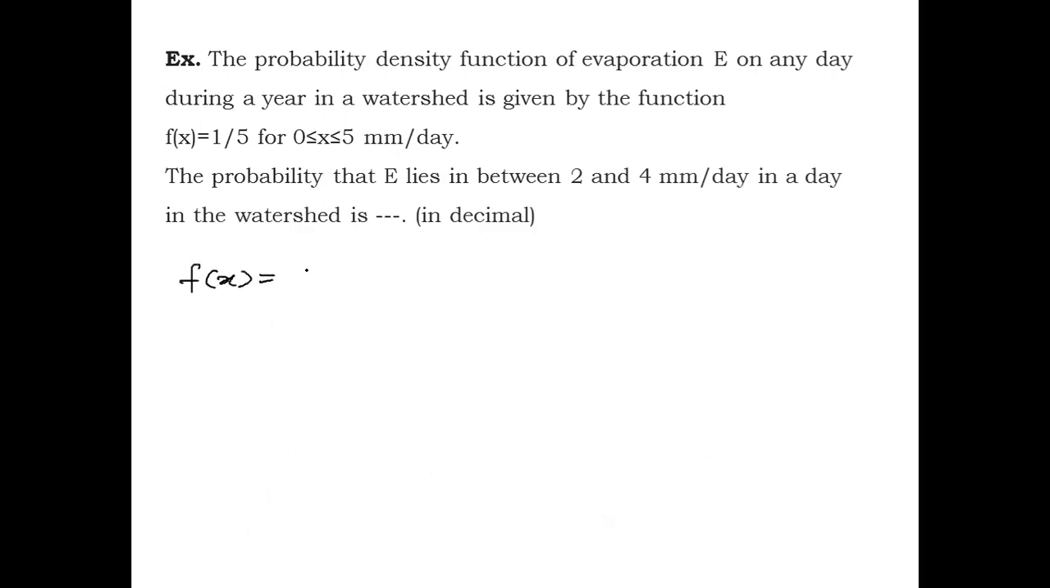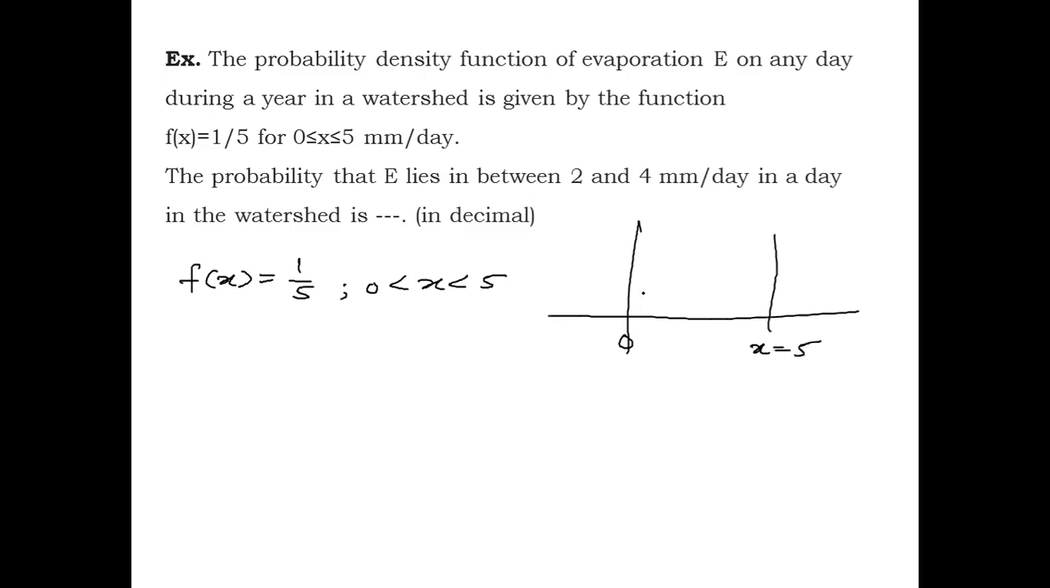f(x) is equal to 1 upon 5 for 0 less than x less than 5. So actually this is a uniform distribution, in the continuous case. This is x equal to 0, this is x equal to 5, and this is 1 upon 5. So the total area must be equal to 1. If we integrate f(x) from 0 to 5, that will be 1.